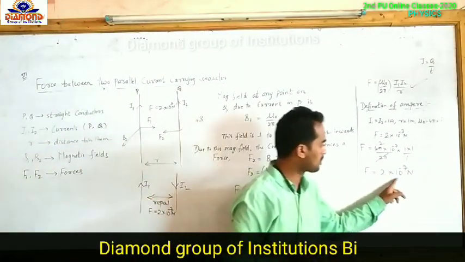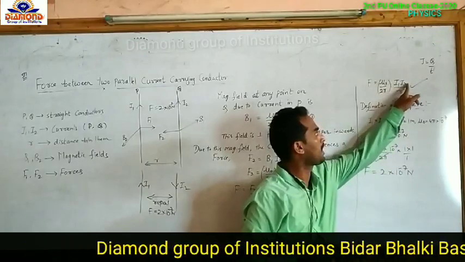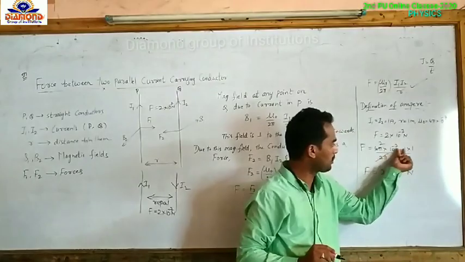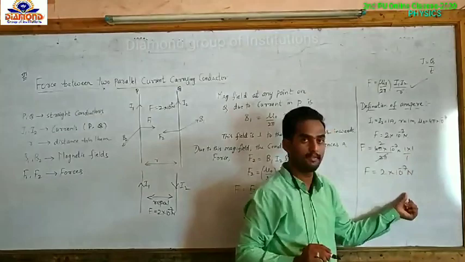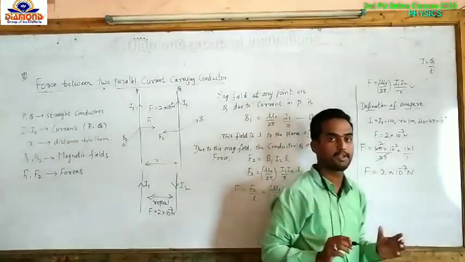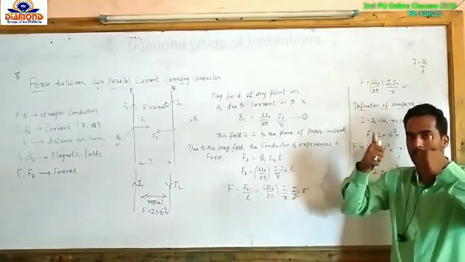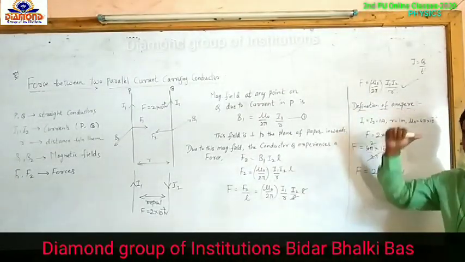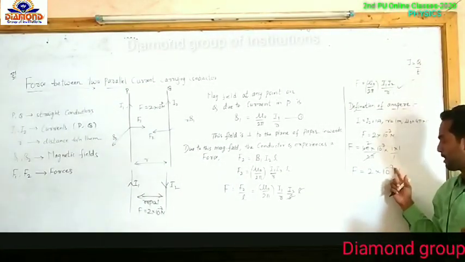So this force value, we got it from the formula F equal to mu naught by 2 pi into I1 into I2 by R. What is the mu naught value here? 4 pi into 10 power minus 7 divided by 2 pi into 1 divided by 1. So we got the answer as 2 into 10 power minus 7 Newton. That much force is acting between the two straight conductors. If the current is in the same direction, they are going to be attracted with this much force. If the current is in the opposite direction, they are going to be repelled by 2 into 10 power minus 7 Newton.